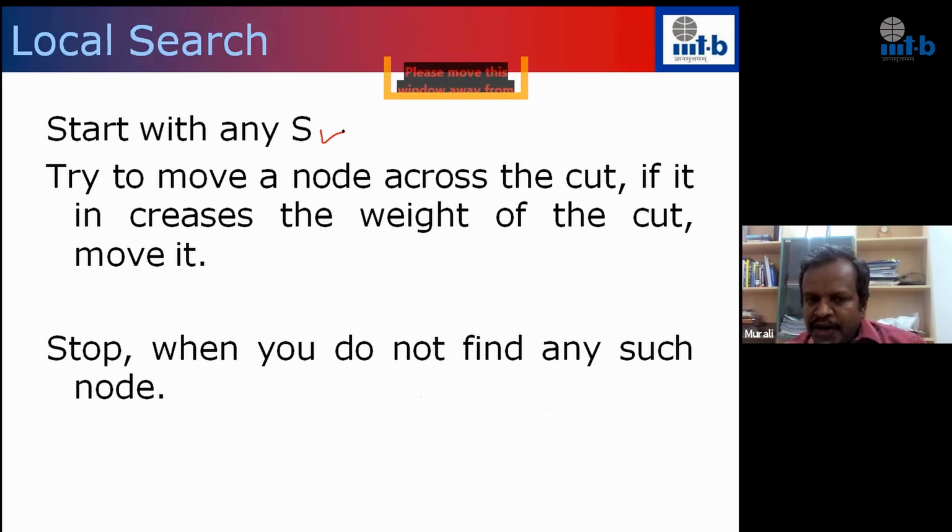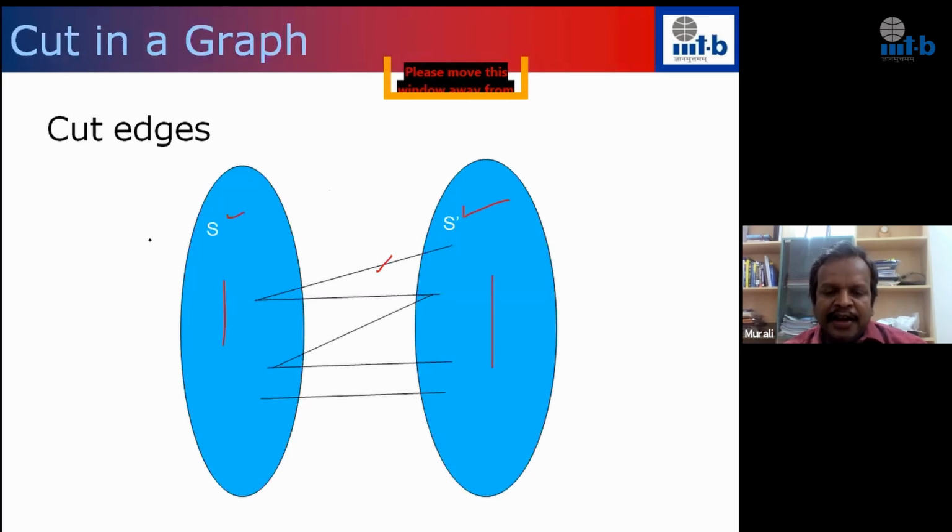Now you try to move one node across the cut. You take a node in S, which is right now here. If I move it here, what happens? The cut changes. If you move a vertex from S to S dash, the cut edges change. If the value of the cut actually increases, then you move it across. Similarly, you take a vertex that is right now in S dash and see whether you can move it to S. Only one vertex at a time.